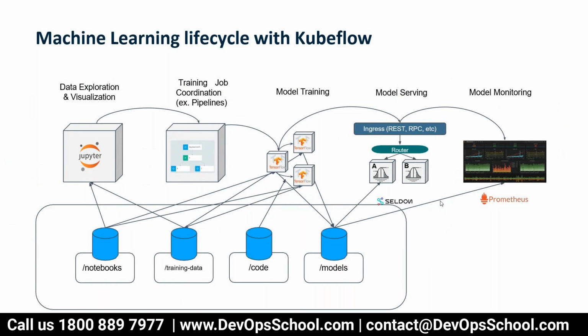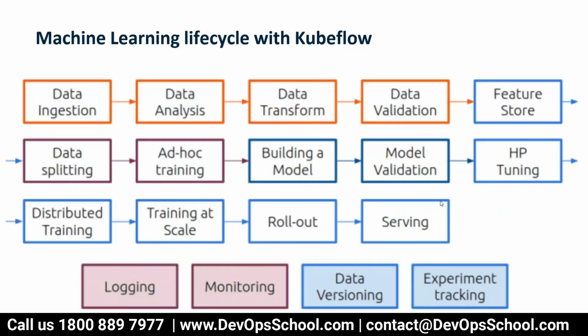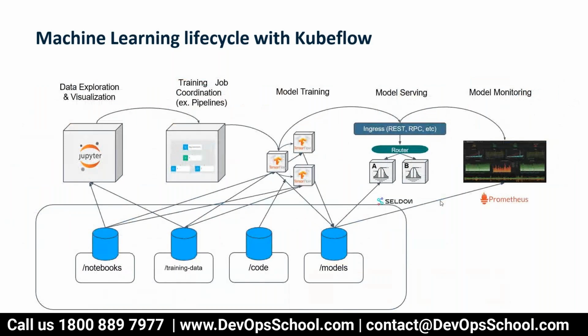So let's say you need data exploration and visualization. Data exploration and visualization means ingestion, analysis, transformation, validation, all these things you need, right? For that you can use Jupyter notebooks. I think maybe you know that we use Jupyter notebooks for this. So we have a notebook, which means that tool you will find in Kubeflow. Then you need some sort of pipeline, something where we integrate one step to another, right? So you need a pipeline, and you have it.